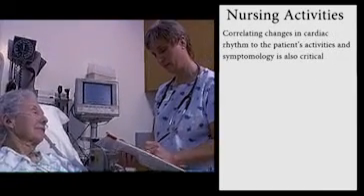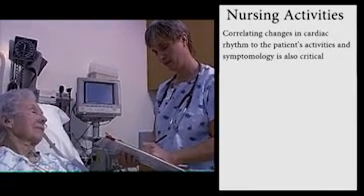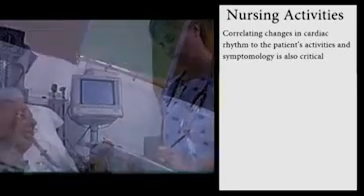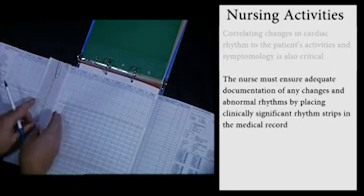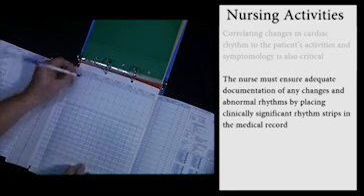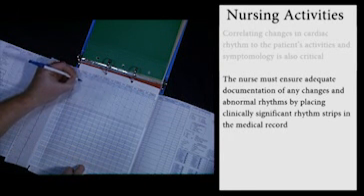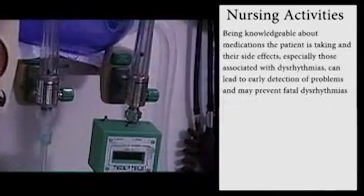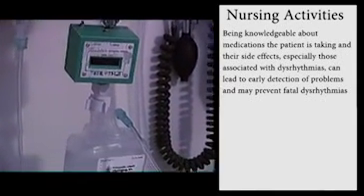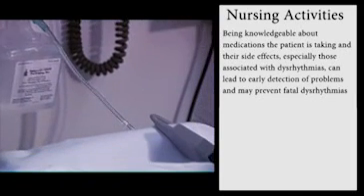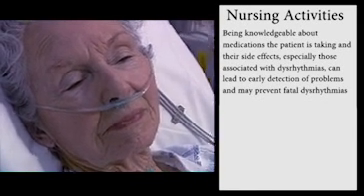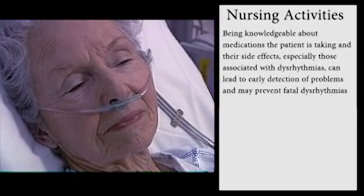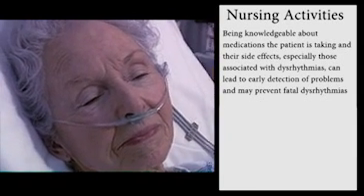Correlating changes in cardiac rhythm to the patient's activities and symptomology is also critical. The nurse must ensure adequate documentation of any changes and abnormal rhythms by placing clinically significant rhythm strips in the medical record. Being knowledgeable about medications the patient is taking and their side effects, especially those associated with dysrhythmias, can lead to early detection of problems and may prevent fatal dysrhythmias.